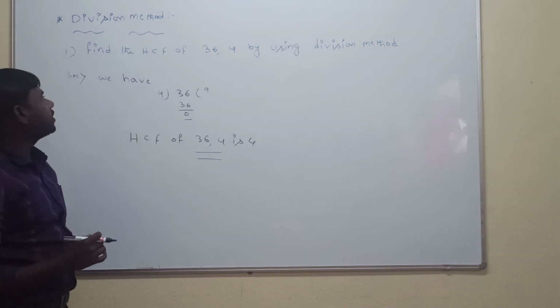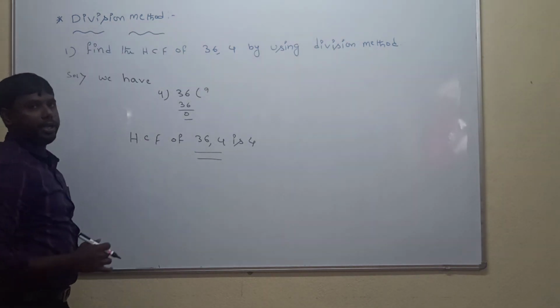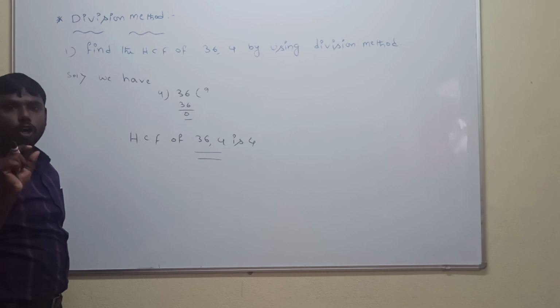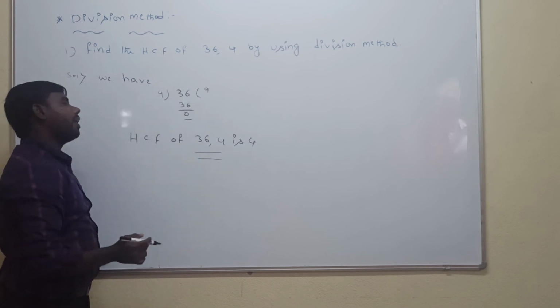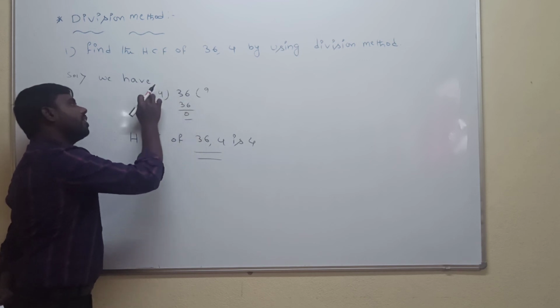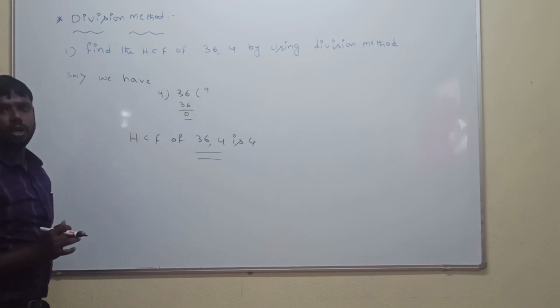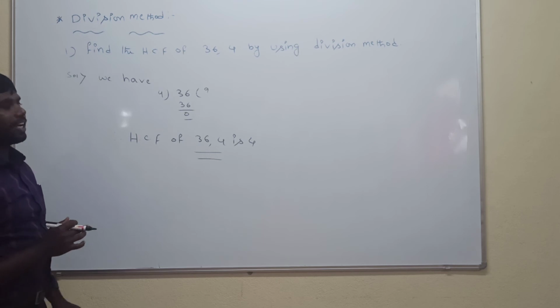What is the condition for the division method? Divide the largest number by the smallest number of the given numbers until the remainder is 0. The last divisor is called HCF. Everyone understood? Next question.